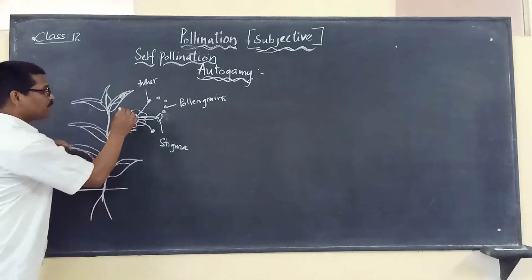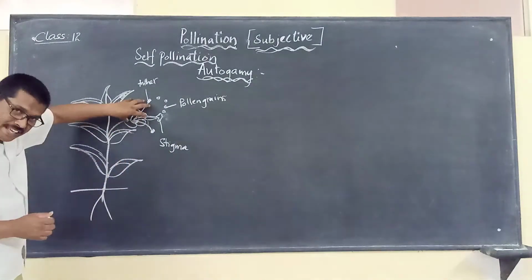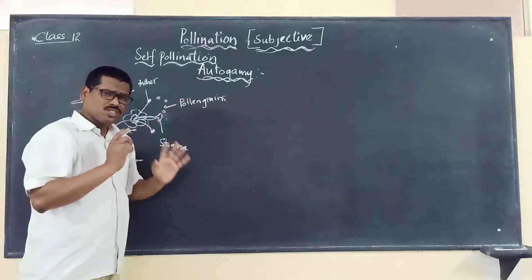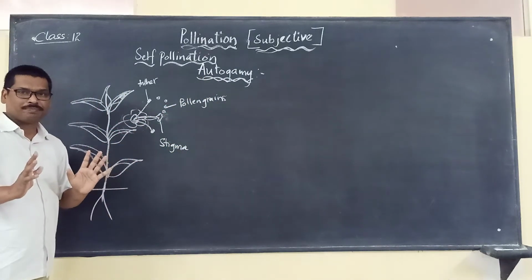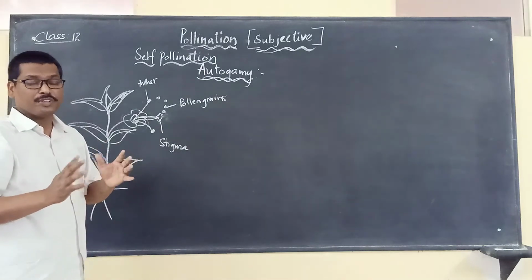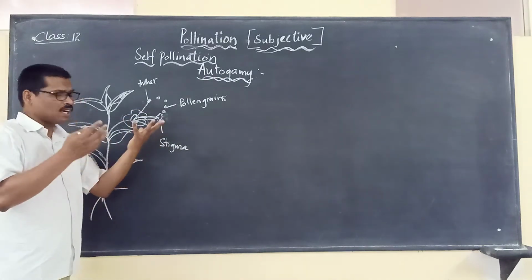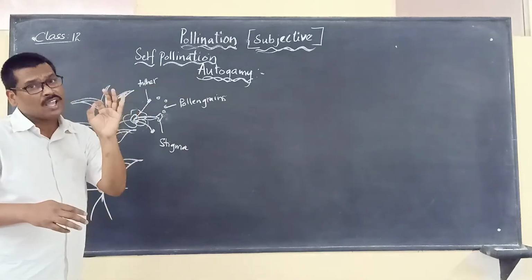Autogamy. Transfer of pollen grains from the anther to the stigma within the same flower is called autogamy. In most cases, autogamy is very rare. Which means those flowers which are exposed will undergo the process of autogamy only in very rare cases.